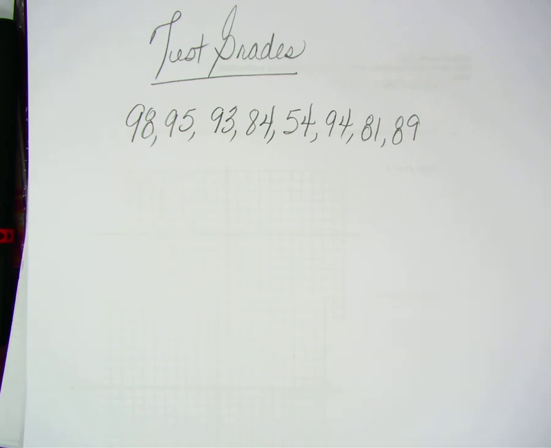So for box plots, we need three things. We need the Q1, we need the median, and we need the Q3. Now, we could use the calculator to do this because that's how we've been doing it. But we're going to do this one by hand. So I think that if you do it by hand, it'll help you actually see what's going on.